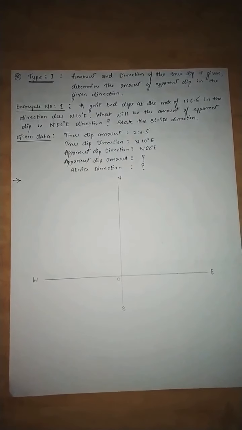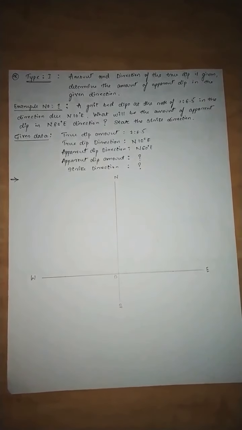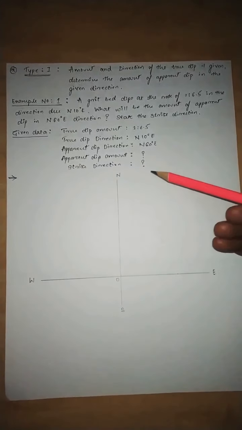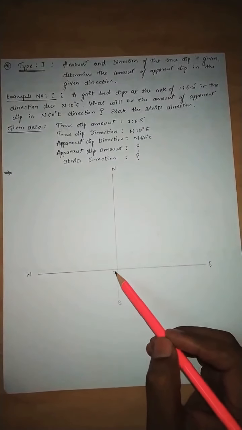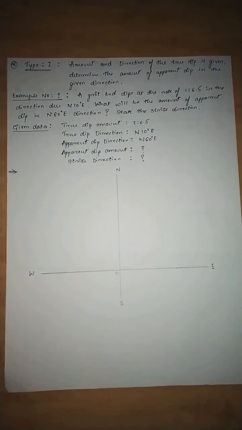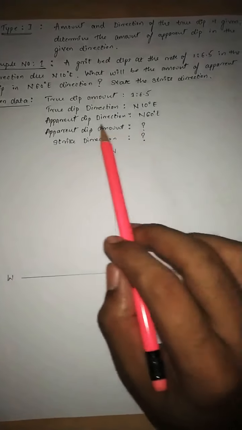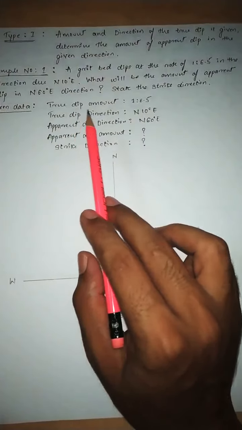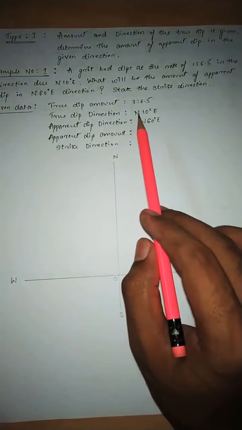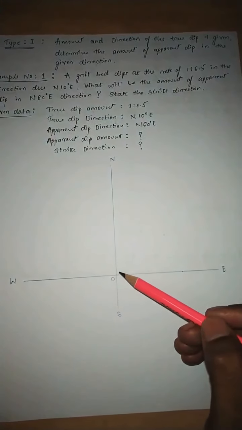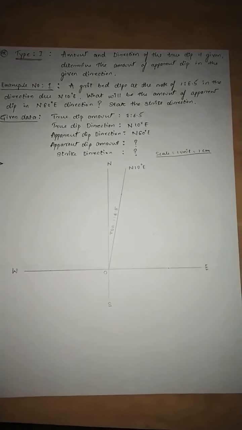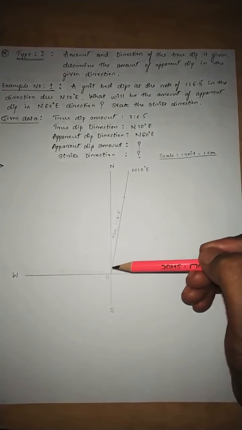The first step in solving a dip and strike problem is plotting the north-south and east-west lines. You can see here we have drawn a north-south and east-west line, and the intersection is named as origin O. Next, in the given data the true dip amount and true dip direction are given, so we need to draw a line along north 10 degree east. We have drawn a north 10 degree east line here.